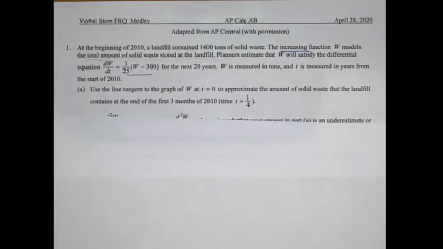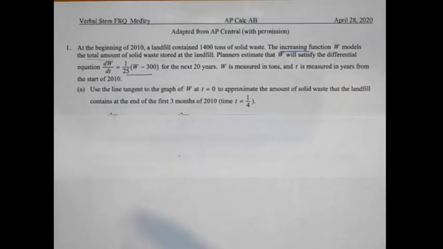We're going to get started with this first problem. There are 3 parts. At the beginning of 2010, a landfill contained 1,400 tons of solid waste. The increasing function W models the total amount of waste stored at the landfill. Planners estimate that W will satisfy the differential equation dW/dt equal to 1/25 (W minus 300) for the next 20 years. W is measured in tons and t is measured in years from the start of 2010.